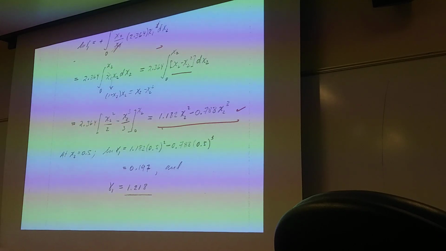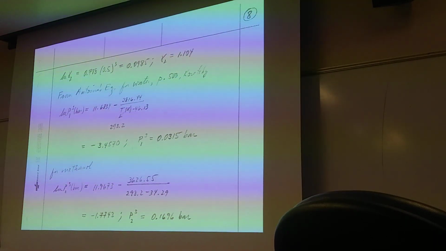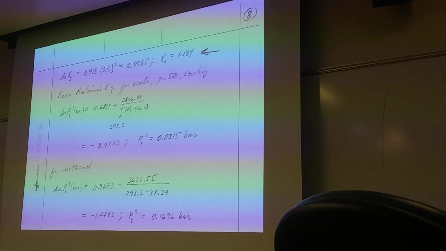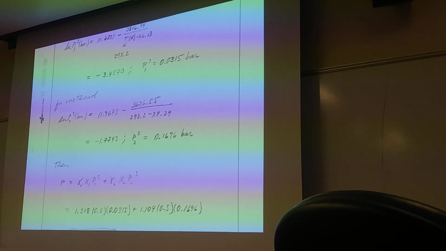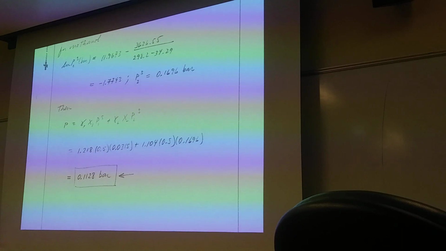So now at x2 equal to 0.5, I can evaluate both gamma 1 and gamma 2. Plug them back into the equation and use the vapor pressures that I can get from the Antoine expressions. I had one of them already from the last problem. Now I can get the second one. And then finally I have everything I need to plug in to get the pressure here, 0.11 bar.